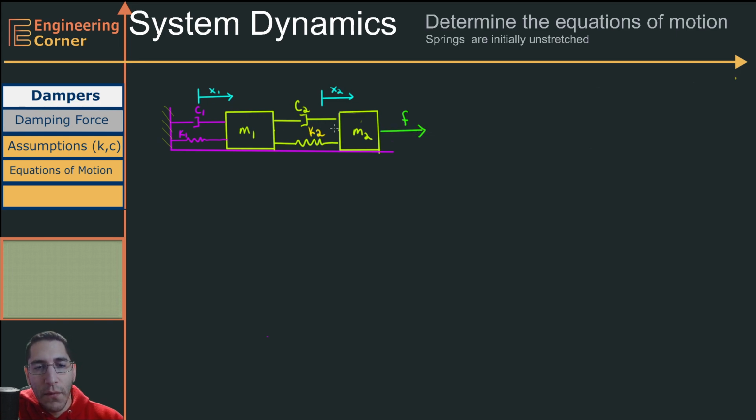Now, blocks m1 and m2 are connected together through a damper and a spring, and m1 is also connected to the wall with another damper and another spring. So they all have their damping constants and their spring constants, C1, K1 and C2, K2. Now, the assumption we're going to make is when there is no force and the system's at equilibrium, that the springs are initially unstretched. And we need to figure out, what do we do with this damping force?